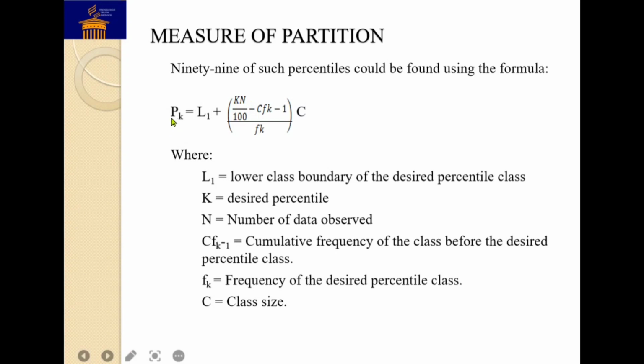P, which is the percentile class in question, equals L1 plus (Kn over 100 minus Cf(K minus 1)) over F of K, into bracket C, where L1 is the lower class boundary of the desired percentile class. Your K is the desired percentile class. Your N is the number of data observed. That's your sum of frequency. Your Cf(K minus 1) is the cumulative frequency of the class before the desired percentile class. Your F of K is the frequency of the desired percentile class, and your C is your class size.